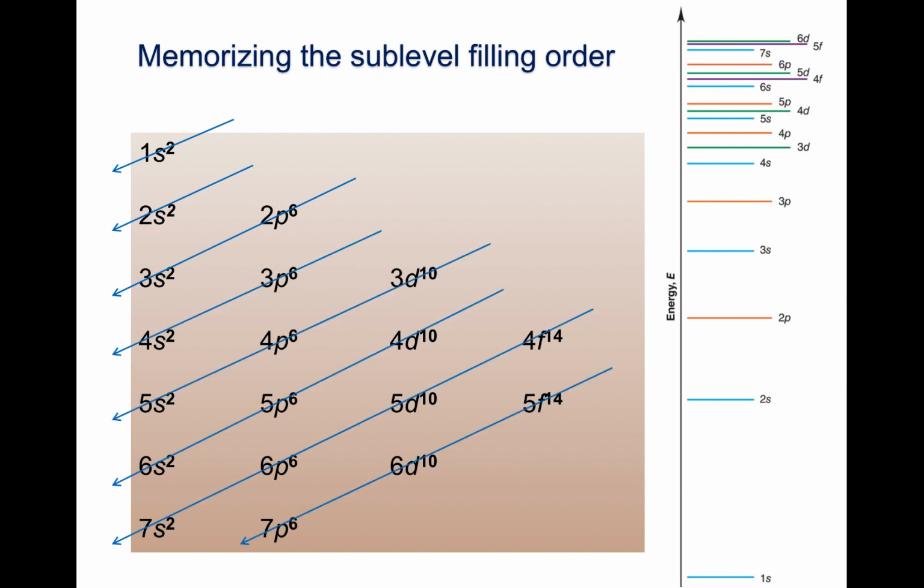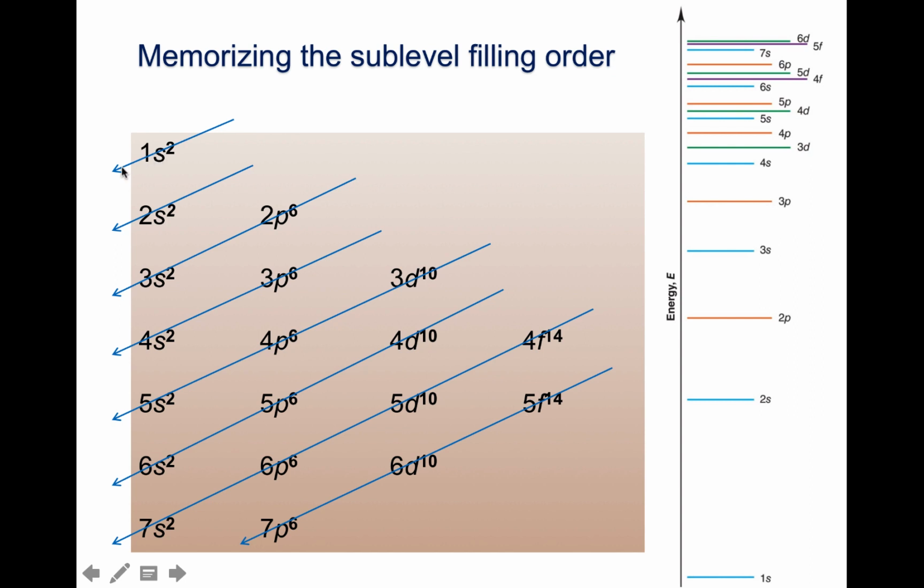Another way of remembering the sublevel filling order, this is not my preferred method, but if this is something that works for you and helps you to remember it, I wanted to show it to you. You can organize 1 through 7 in a column, and those correspond to the S sublevel. Then you go from 2 to 7 for the P sublevel. Remember, there's no such thing as a 1p orbital. For D, it starts at energy level 3. You go from 3 to 6, and 4 and 5 for F. Then you just draw diagonal lines through them, and that represents the order of filling.